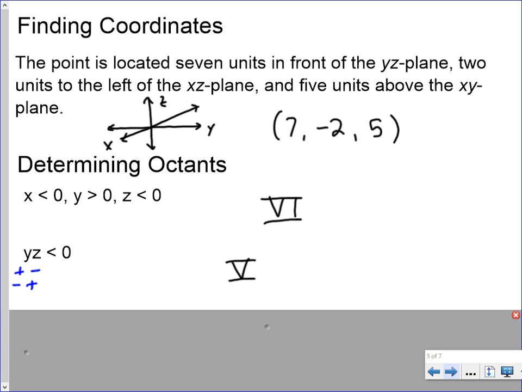Four. Okay, we got a few people giving me 4. Okay, so octant 4, that's the one over here on the top left. Okay, so x is positive, don't care. Y is negative, but z is positive. I'm going left and up. So octant 4 would work because they'd be different signs.